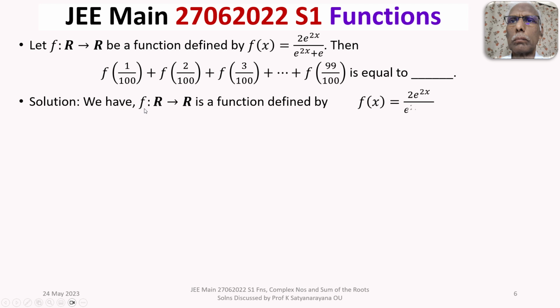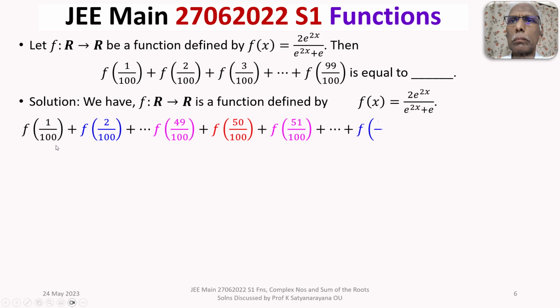We have f, a function from R into R defined by f of x is equal to 2 times e power 2x by e power 2x plus e. We have to find the value of this sum, f of 1 by 100 plus f of 2 by 100 plus so on and so forth plus f of 49 by 100 plus f of 50 by 100 plus f of 51 by 100 plus so on and so forth plus f of 98 by 100 plus the last one, f of 99 by 100.